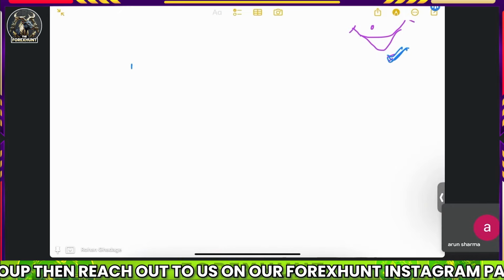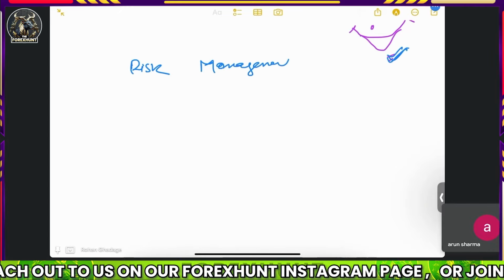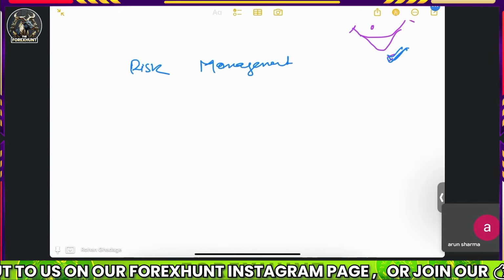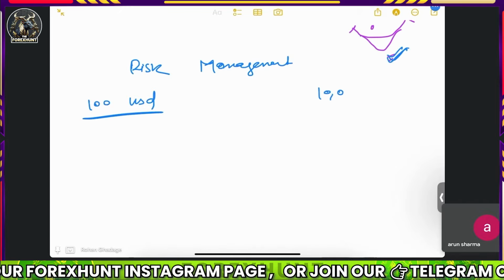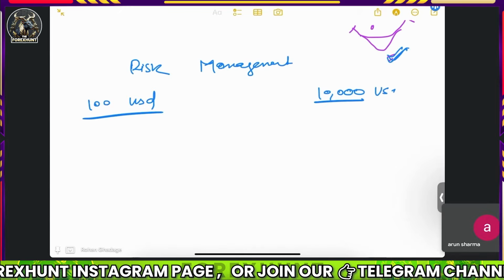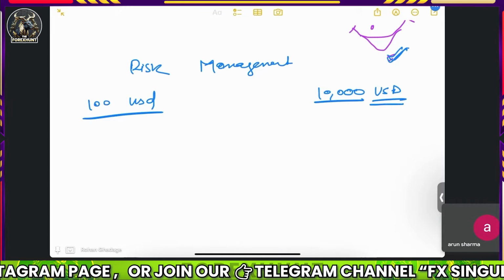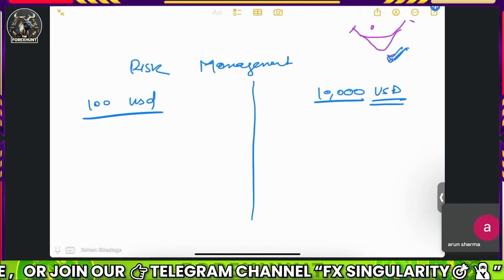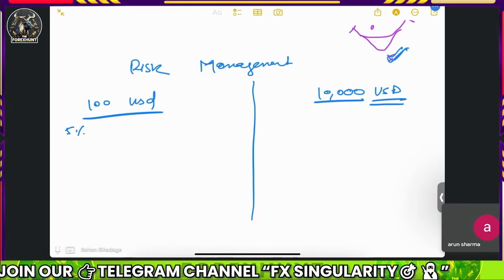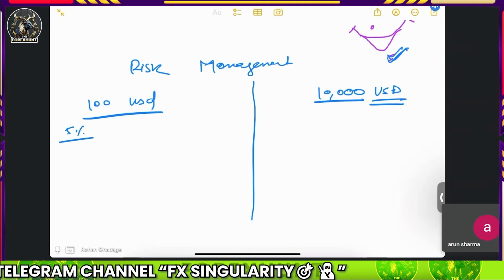Now we will talk about risk management. This is very simple. We will start with a 100 USD account, or you can simply take a 10K demo account or a funded account. It depends on your thinking. For every trade, if you have a 100 USD account, try to risk 5%, because it is not a funded account. It is simply a 100 USD real account.